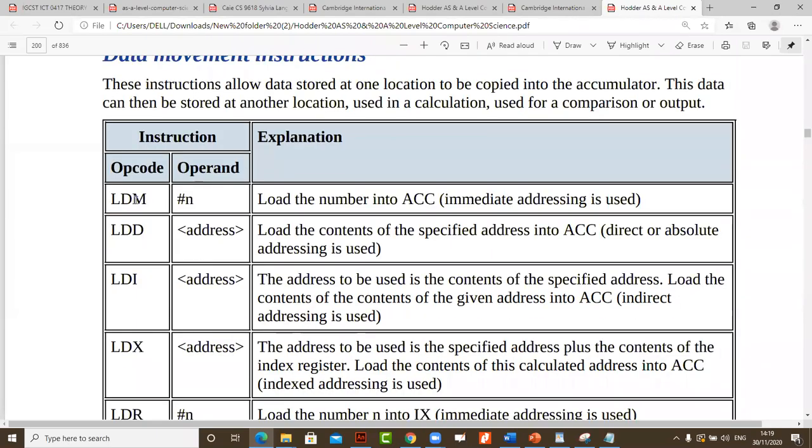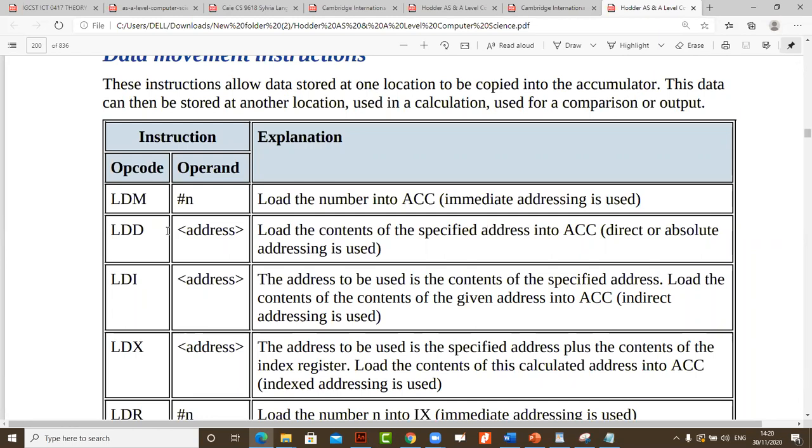We have opcode LDM, load the number, with a hashtag. When you have a hashtag number, it means you have to load the number into the accumulator. Remember, ACC stands for accumulator. The accumulator holds all the mathematical calculation numbers as a register, an intermediate place, so that further calculations can be done on them. Immediate addressing is used.